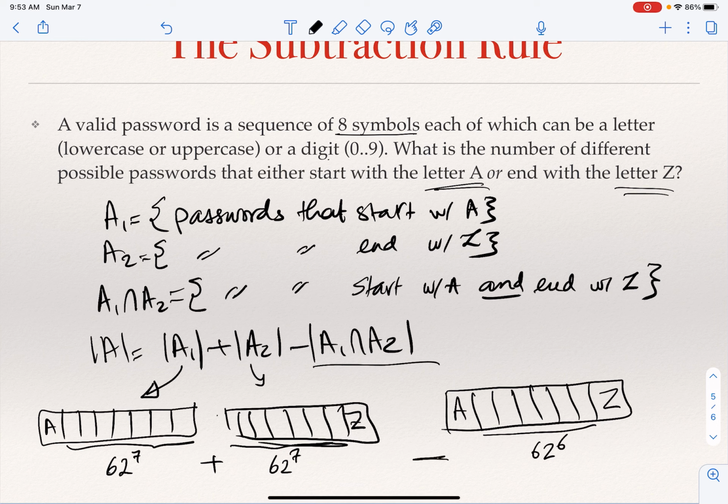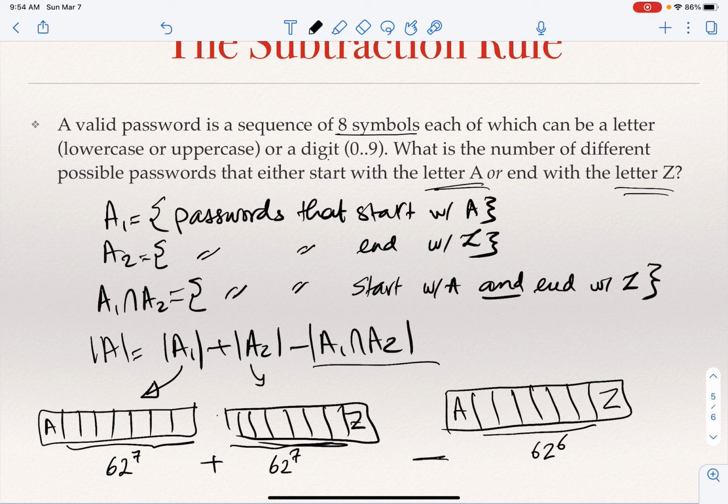So this is the number of passwords of length 8, where every symbol is a letter or a digit, and the first letter is A or the last letter is Z. It is 62 to the 7th, the number of passwords that start with A, plus 62 to the 7th, the number of passwords that end with Z, minus 62 to the 6th, which is the number of passwords that start with A and end with Z. We need to subtract that because these passwords have been counted twice when we took the cardinality of A1 and the cardinality of A2. So this is an application of the subtraction rule.